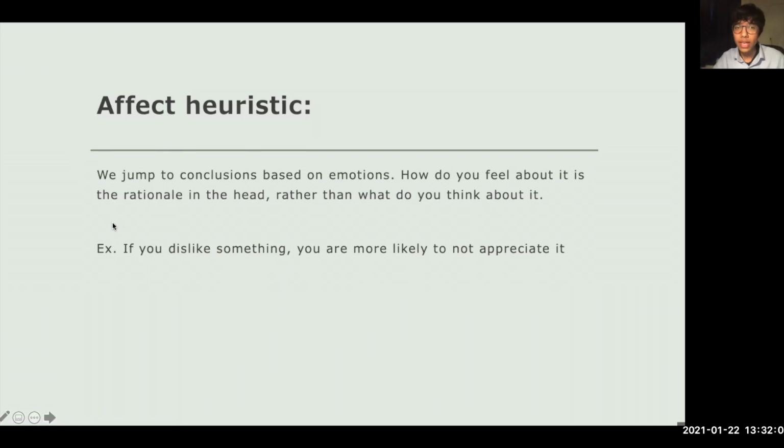All right. Affect heuristic. We jump to conclusions based on emotions. How do we feel about it is the rationale in the head rather than what do you think about it. So this one is basically putting emotions above rationale. A lot of people tend to make this bias in their arguments. For example, if you dislike something, you're more likely not to appreciate it. Another example would be a person who you don't like, who is giving a speech or is teaching you something. You're less likely to be listening to them and more likely to be not liking what they're saying, not because of the content of their argument, but because of what you feel about that person.